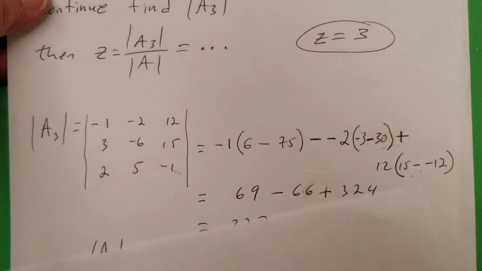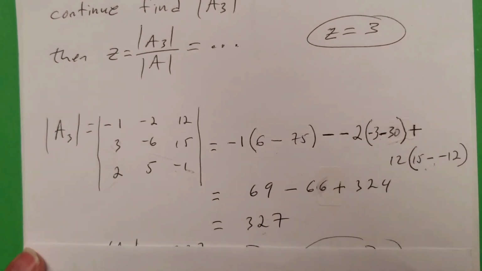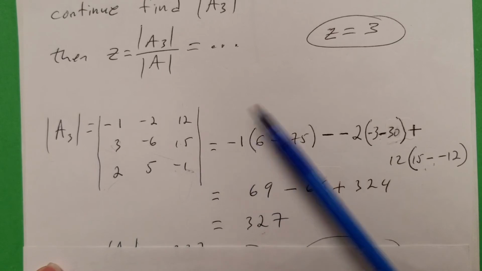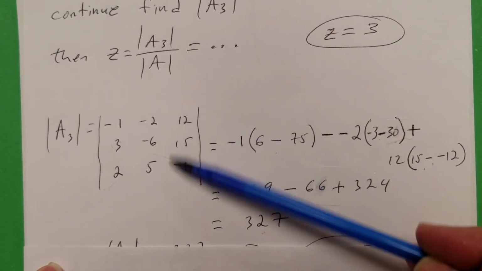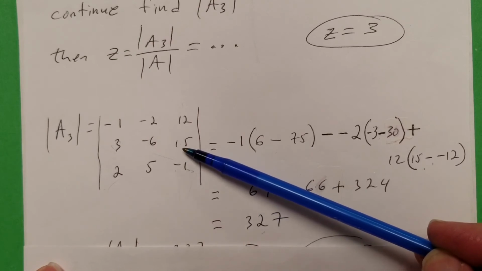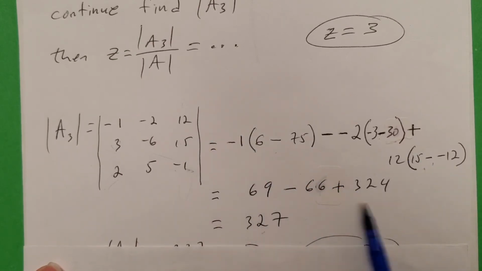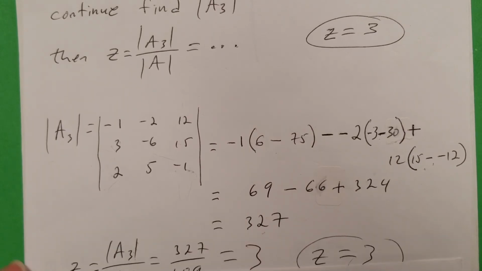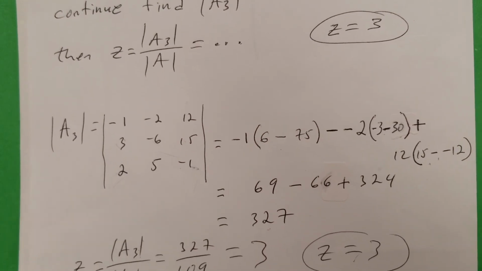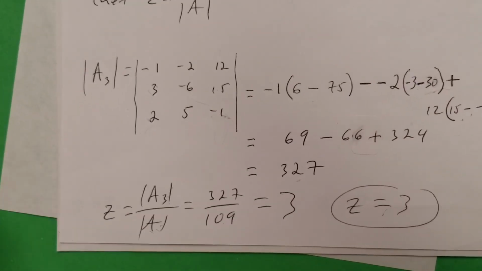Oh, I did do A3 here for some reason. Just to show you the determinant of A3. So I replaced the third column with 12, 15, negative 1. I did all the math and it came out to 327. So I actually did do it.